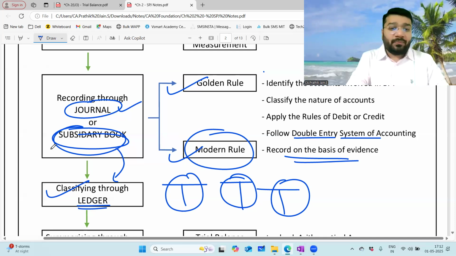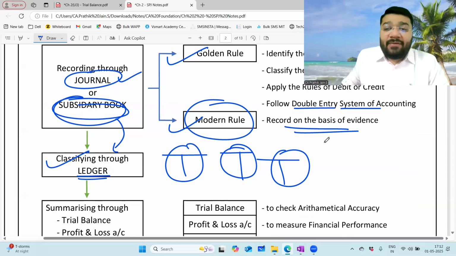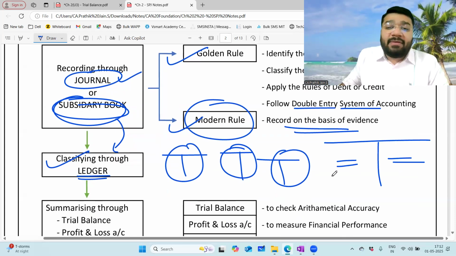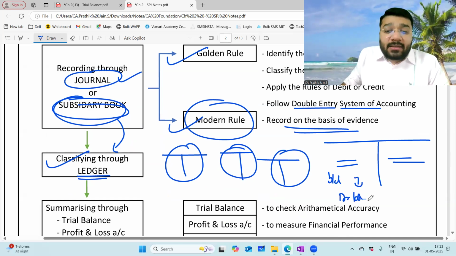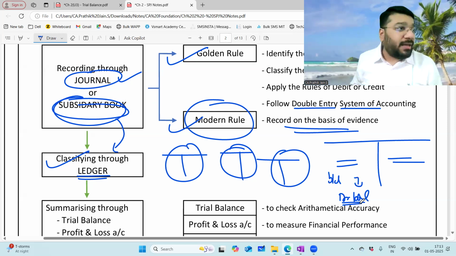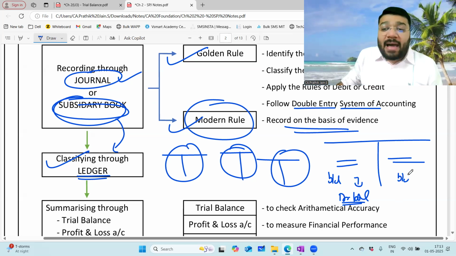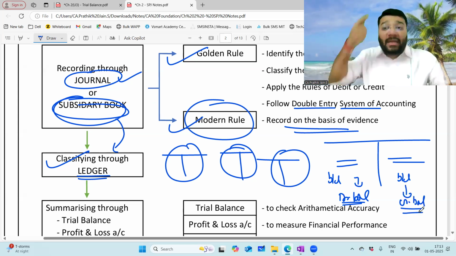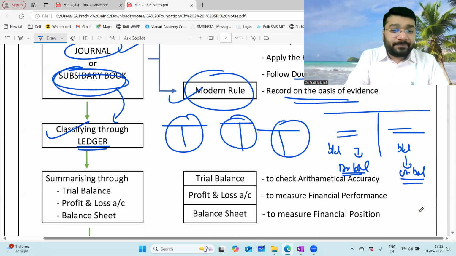Clear at this point? Now, all the ledgers having the balance brought down on the debit side are said to have what balance? Debit balance. And all the items or all the ledger accounts which have debit balance will go to the debit column of the trial balance. And all the ledgers having the balance brought down on the credit side of the ledger accounts are said to have credit balance, and these will go to the credit column of the trial balance.